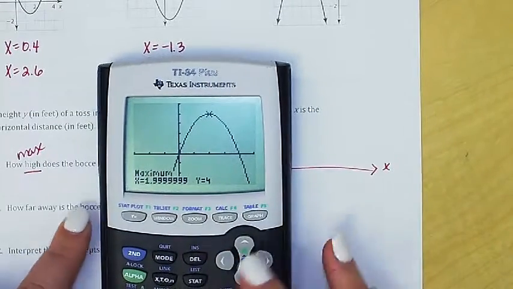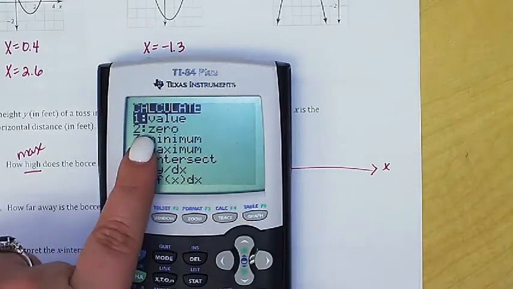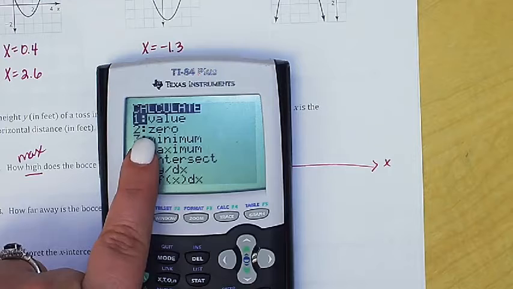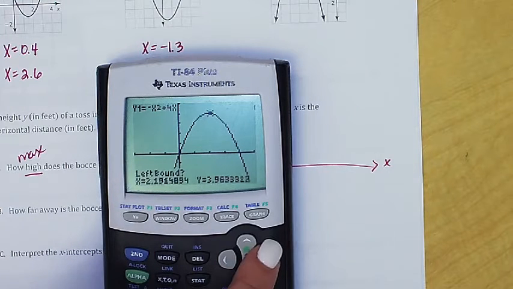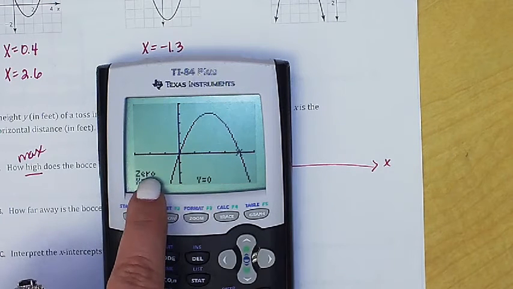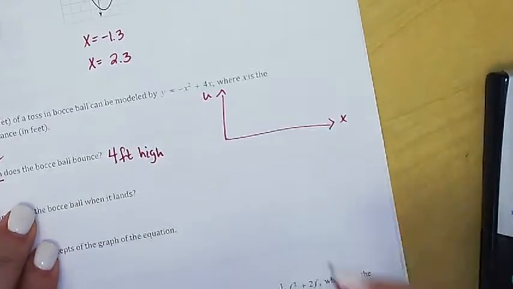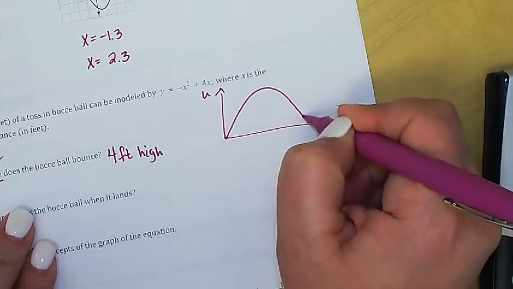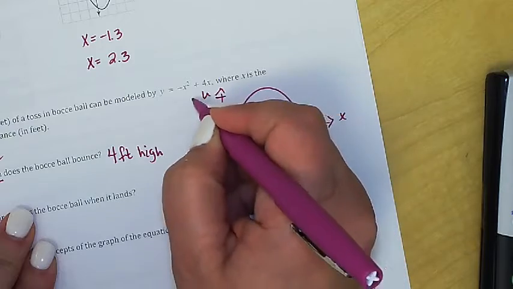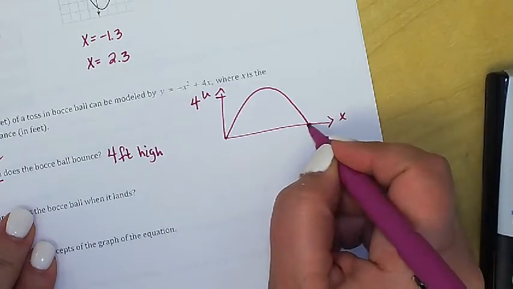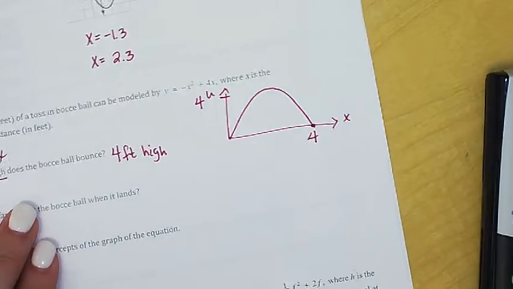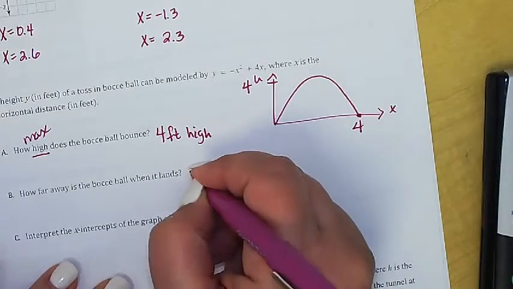Okay, so we'll go to our second calc. This time we'll want to find that x-intercept, 0. We'll get a little closer to it, but stay to the left. Hit enter. A little on the other side of it, to the right of it, hit enter, and then hit enter one more time. There it is. So it's 4 feet away where it lands. If I were graphing this, that highest point was 4 feet, and it's landing back down at 4 feet. So it is 4 feet away.